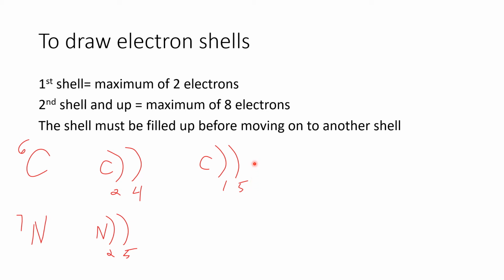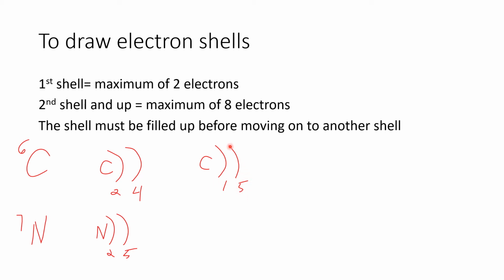Now, let's go ahead and take a look at this representation right here. Let's say someone drew it this way. They drew the first shell, and they only added 1 electron in the first shell. And then they went ahead and drew a second shell, and they added in the second shell 5 electrons. So you have 5 electrons in the second shell with 1 electron in the first shell. If you add them up, they do give you 6. But why is that incorrect?